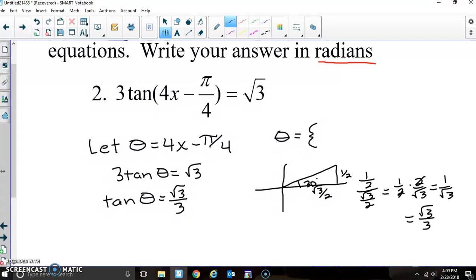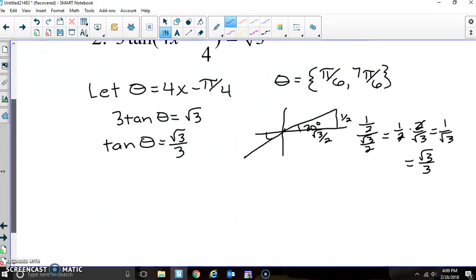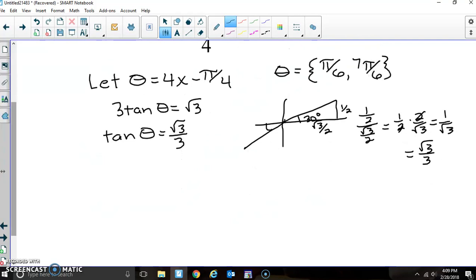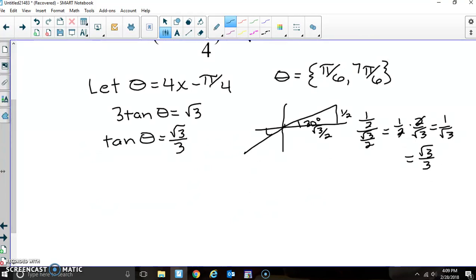So that gives me a reference angle of 30. So that means it's going to be pi over 6. And then if I go in the other quadrant, and that's 30 degrees, that'll be 210. And that's going to be 7 pi over 6. So there's my two angles. So now I come back here. And so theta is going to equal pi over 6 plus pi n, and theta is going to equal 7 pi over 6 plus pi times n.